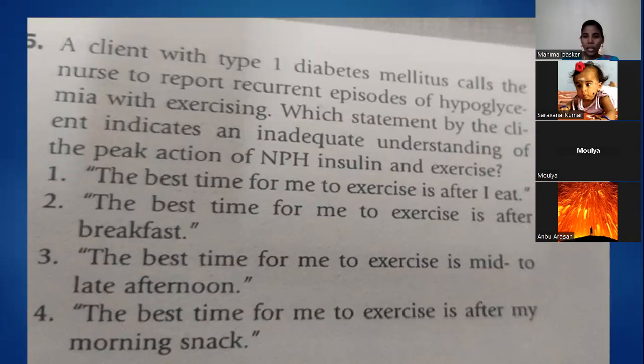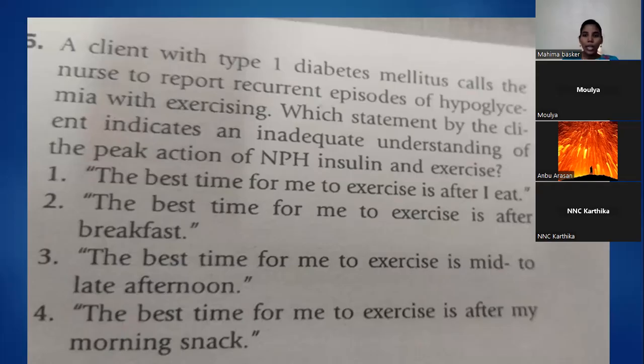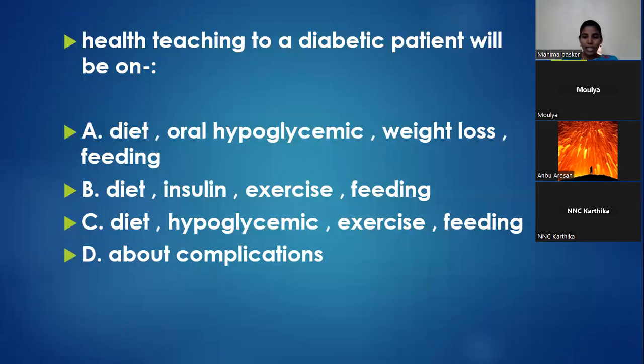So first, after I eat, is correct. After breakfast is correct. After the snacks, the fourth option, is also correct. But mid to late afternoon for exercise, there is no teaching like that. That is the wrong answer, so you have to choose 3. Got the point? Hope you understand. These are the different types of diabetes mellitus questions. So 3 is the answer. We'll move on.